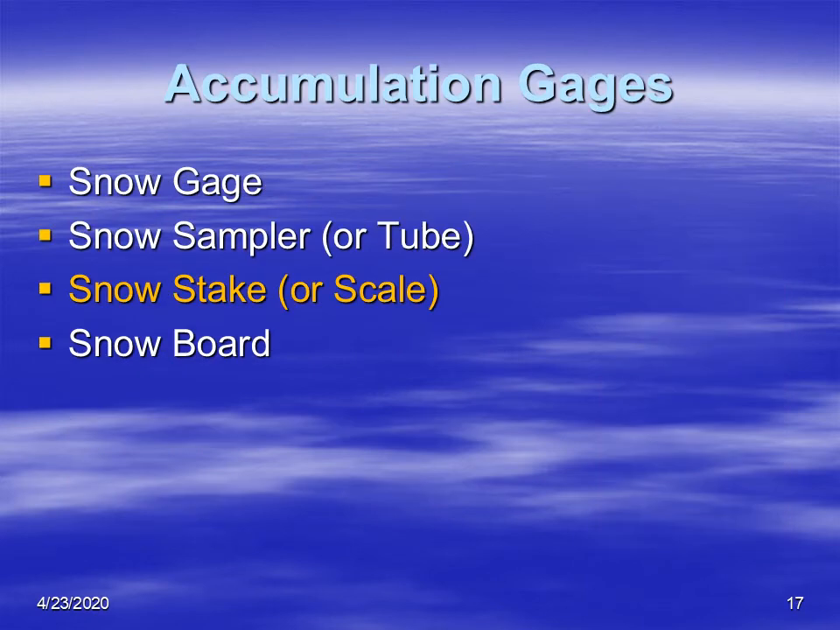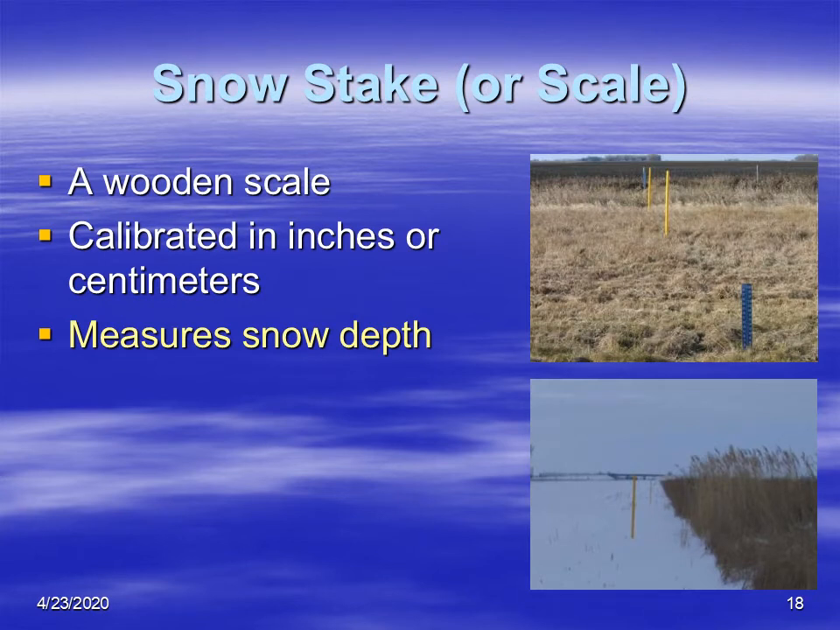Another type of measuring device is the snow stake or snow scale. Basically what this is, it's a stake. It's driven into the ground, and it's a ruler that's attached to the stake, and it's calibrated here in the United States in inches. We're probably the only country that still uses inches. Other countries use centimeters. But basically it measures the snow depth on the ground for the season. As the snow falls, you can go out and take a look and see how deep it is. Usually this is put in an open field where you can actually easily read it.